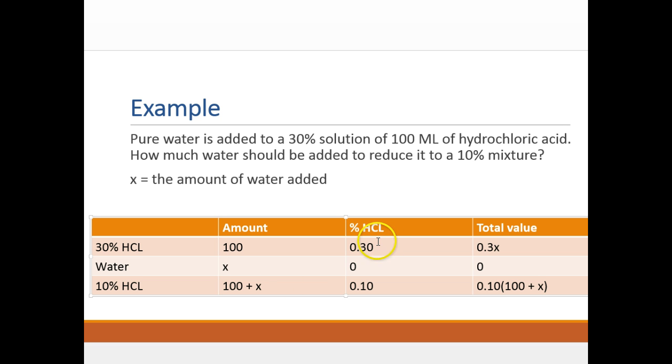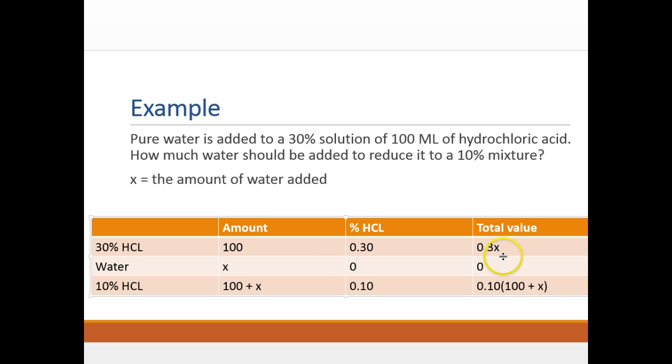Now the percent of hydrochloric acid in each. Well, I'm told 30% for the 30% HCl. We don't use percentages in our calculations with mathematics. We use their decimal equivalents. So the decimal equivalent of 30% is 0.30. Water has no HCl in it, so it's simply 0. The 10% has 0.1, so 0.1.